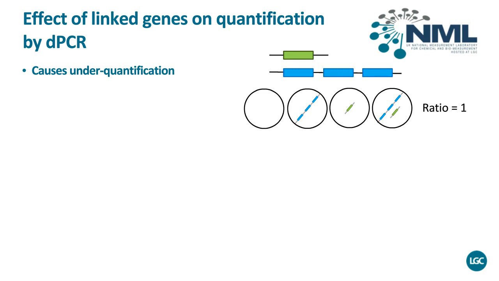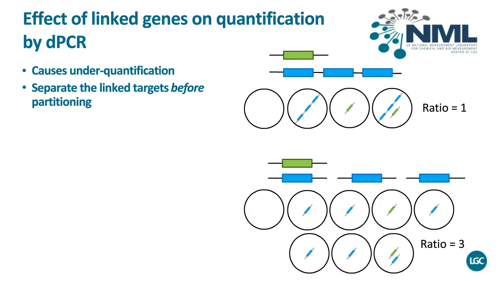We've got the empty droplets, the ones that just contain our blue target or our green reference, but also the droplets that might contain both copies. Now, the problem with this is we would end up with a ratio of 1. So even if we apply a Poisson distribution, we would still under-quantify what is there. So really what we want to do is separate those targets before we do the partition, and then we would actually measure the correct ratio.